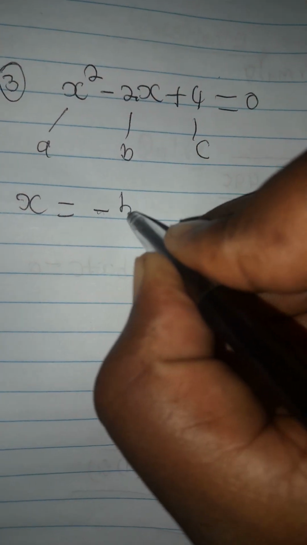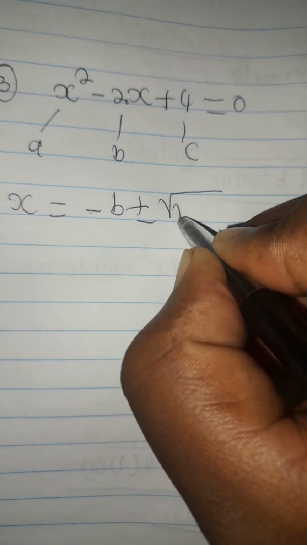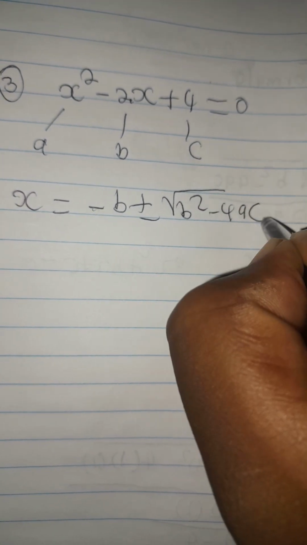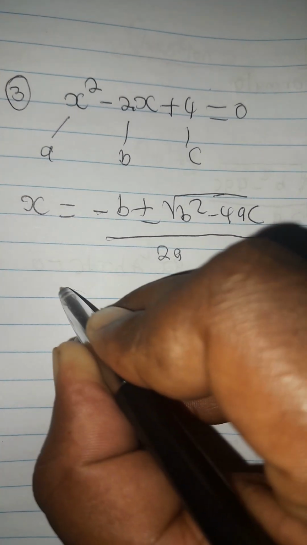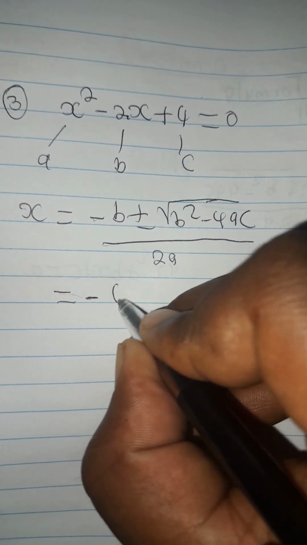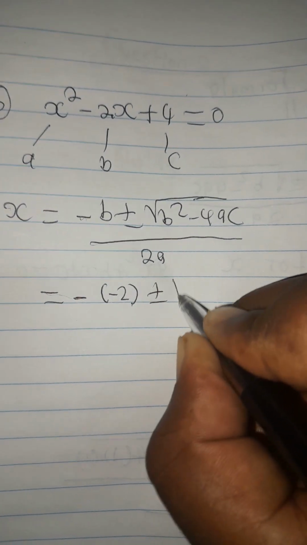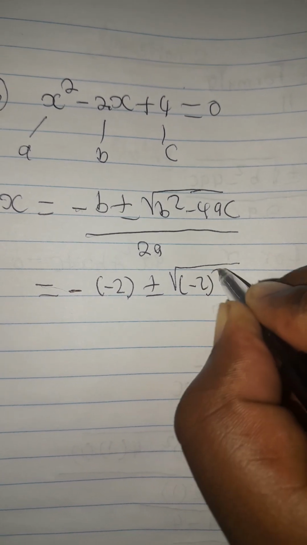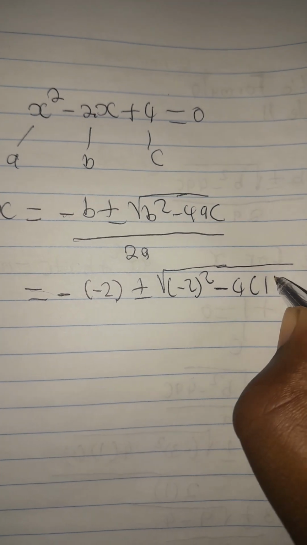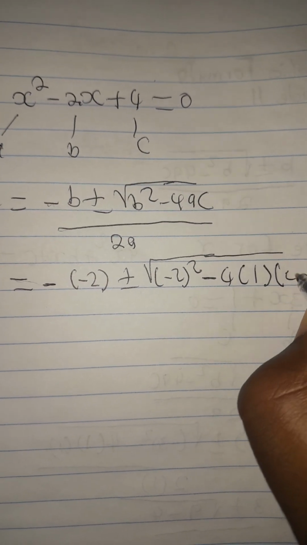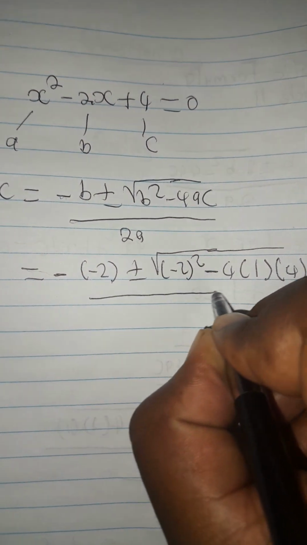So this is a, this is b, and this is c. Let's put this into practice. We have x equals negative b plus or minus the root of b squared minus 4ac, divided by 2a. Our b will be minus 2, so minus 2 squared. Our a is the coefficient of x squared, which is 1, and we have the constant there, which is 4.